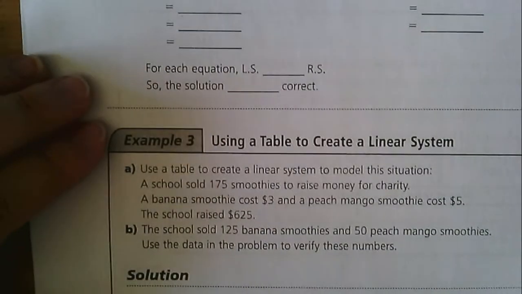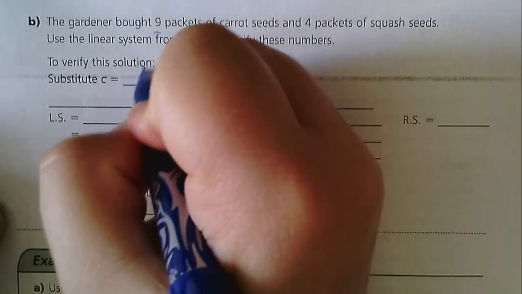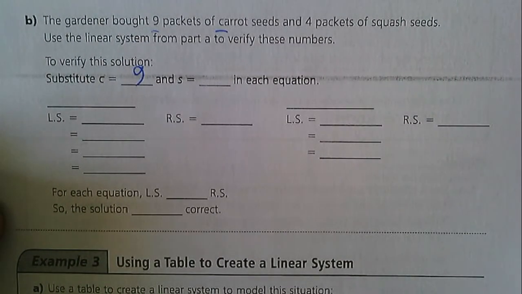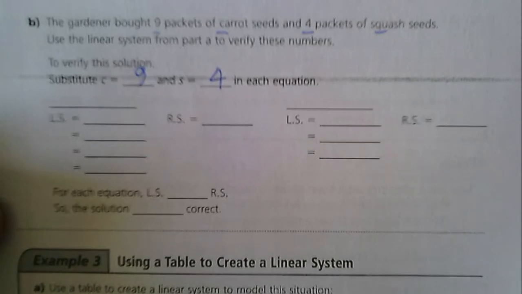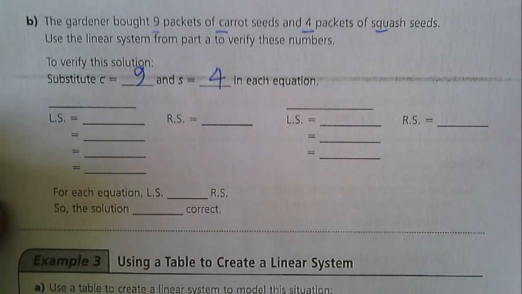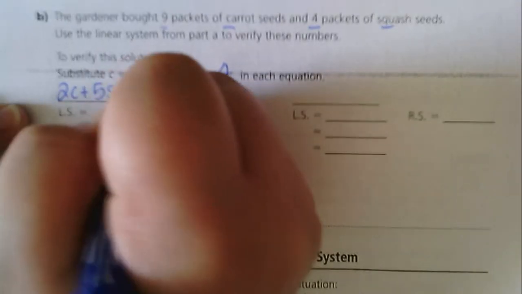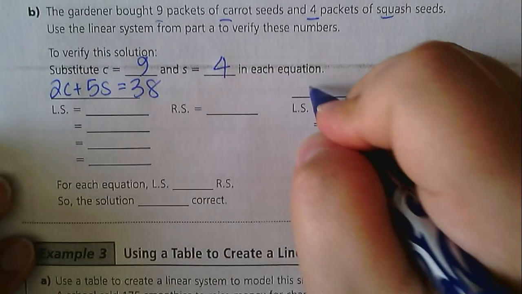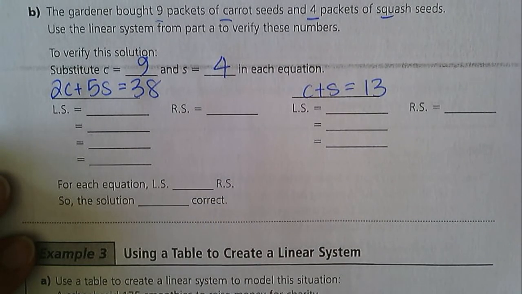For part B, it says the gardener bought 9 packets of carrot seeds, so 9 of C, and 4 packs of squash seeds, so 4 of S. Use the linear system from part A to verify these numbers. So I'm just going to rewrite my equations from the previous one. I had 2C plus 5S equals 38. That was one equation. The other one I had was C plus S equals 13. So let's substitute in these numbers and see if this is the correct number of packets of each.